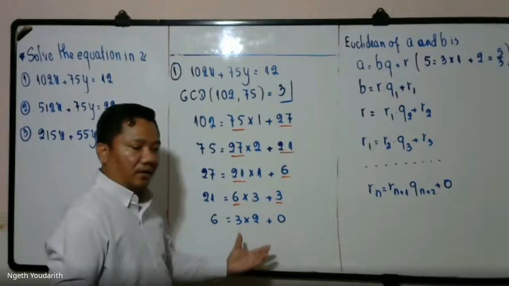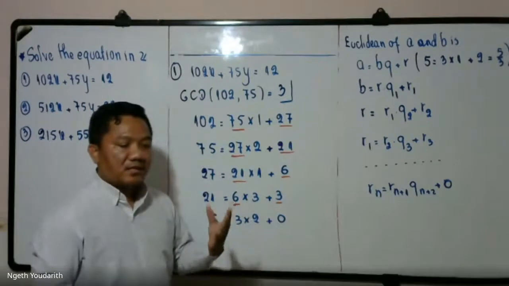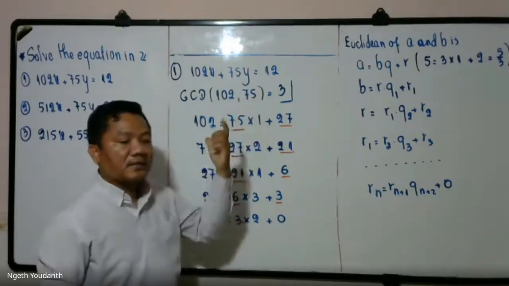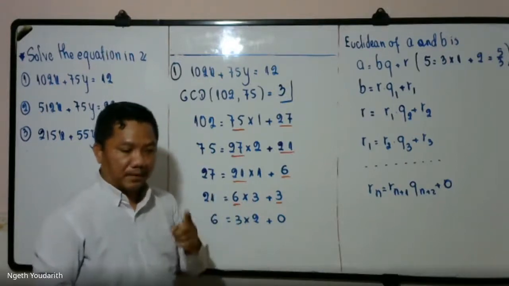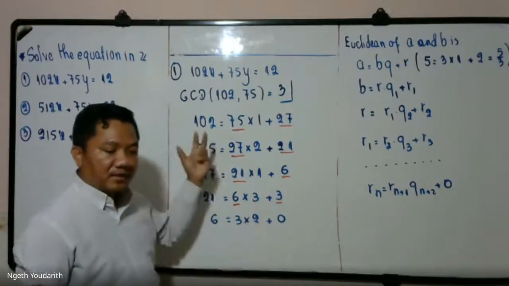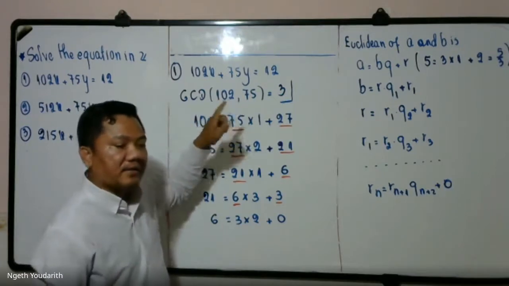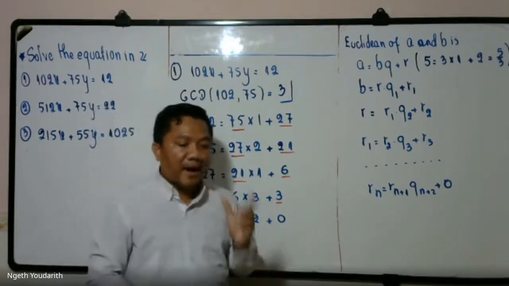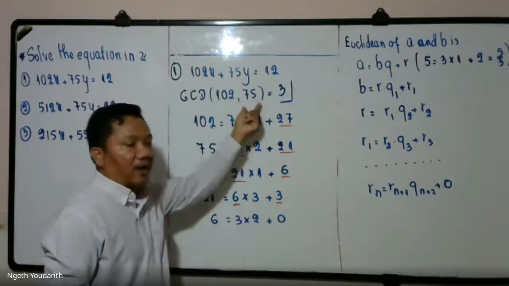Do we continue or not? No. We stop here. We get the remainder 0 also. But the GCD of 102 and 75 is the last remainder of our clip that is not 0. Listen to my explanation again. The GCD of 102 and 75 is the last remainder of the algorithm clip, but it is not 0. And how about the GCD of 102 and 75? The last remainder but not 0.